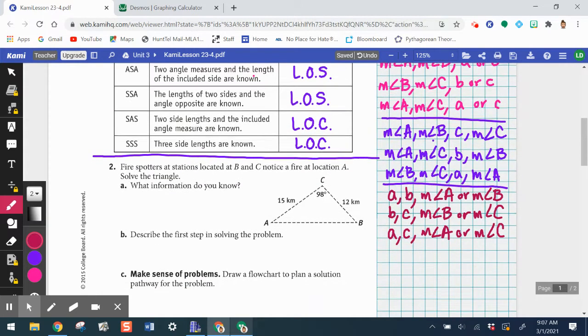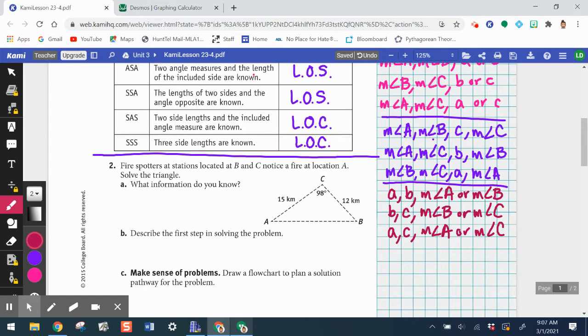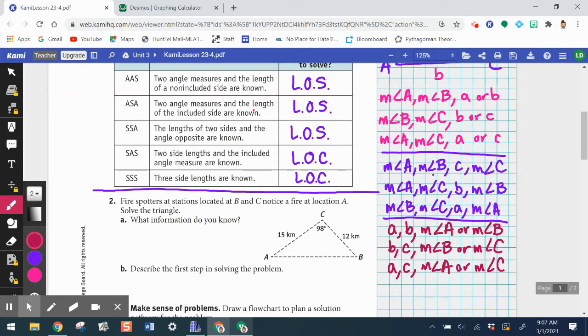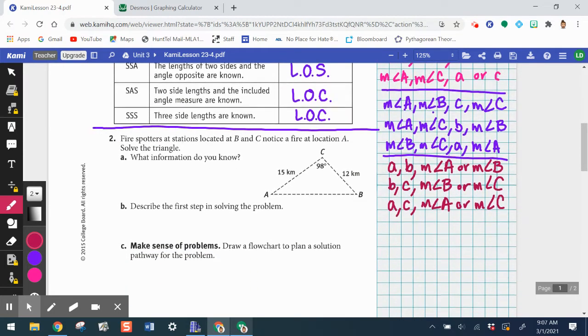Now let's take a look at side-angle-side. Two side lengths and the included angle measure is known. This is where we change into using the law of cosines. That's a little different than the previous one we just read, where the lengths of two sides and the angle opposite, or the non-included angle, is known. But this one is two side lengths and the included angle is known. And let's see why that is the law of cosines.